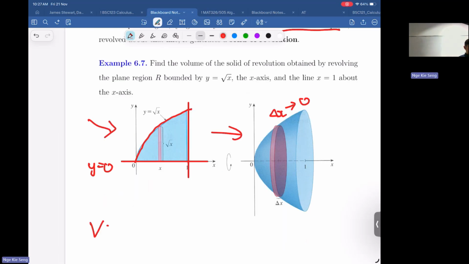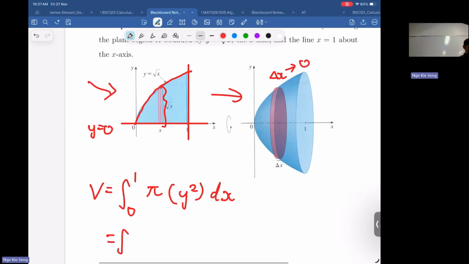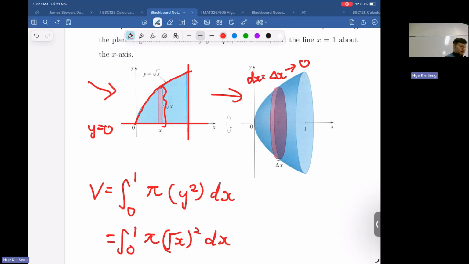So what we're going to do here is this V is just integrating from 0 to 1 of pi times the radius squared. The radius here is y, so y squared dx, which is pi times square root x squared dx, because dx here actually represents the thickness. Actually, this delta x here is this dx here.